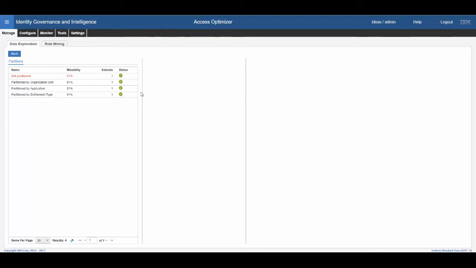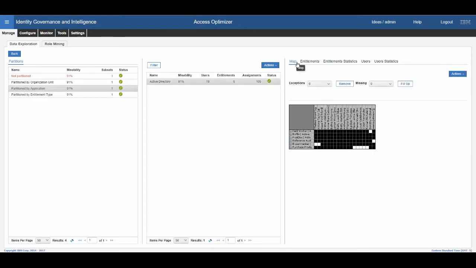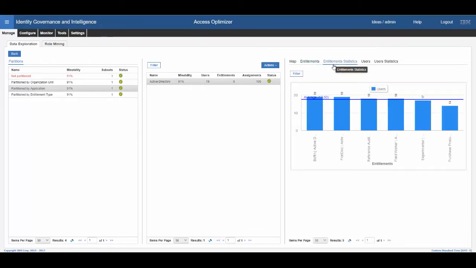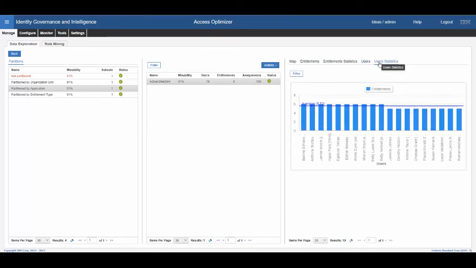The application that we chose to look at is Active Directory, and the entitlement types that we chose are the permissions within Active Directory. So let's look closer here. As you can see, Active Directory has 91% mineability, 19 users, 6 entitlements, and 105 assignments. So let's look closer. In this heat map, we can see the relationship between users and permissions, the entitlements that are included in this partition, the number of users in each entitlement, the users of this partition, and lastly, the user statistics, which shows the number of permissions each user has.